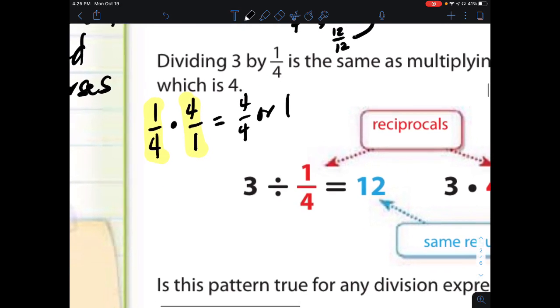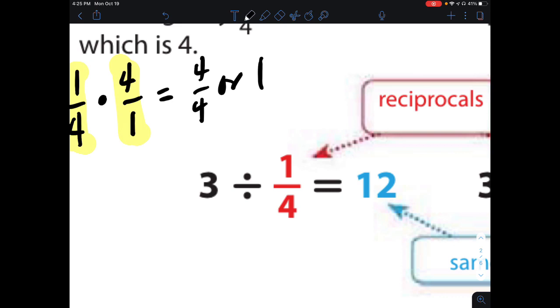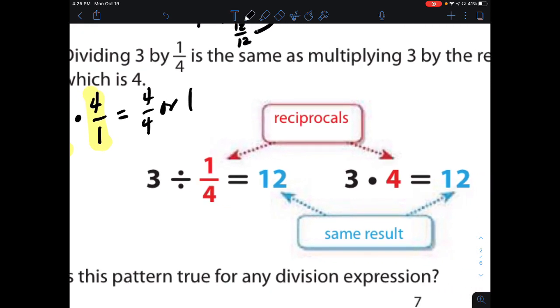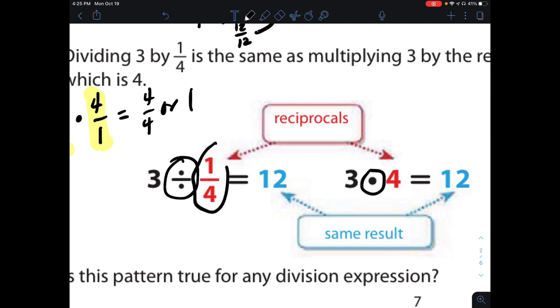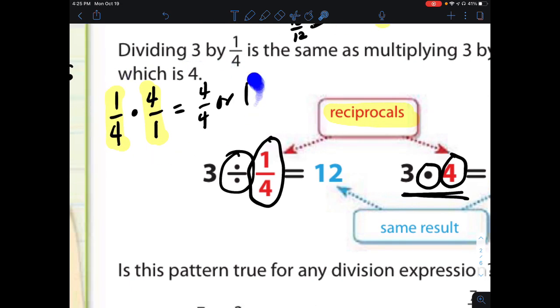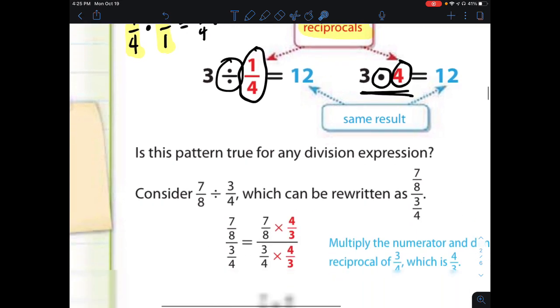Here, when we are dividing 3 divided by 1/4, we are basically changing division into multiplication. We are getting the reciprocal of 1/4, which is 4. So 3 divided by 1/4 is the same as 12, because it is the same as 3 times 4. The result will be the same. And that's why they're called reciprocals, because 1/4 multiplied by 4, like this one right here, gives me a product of 1.